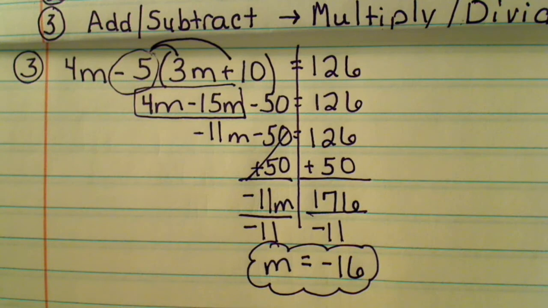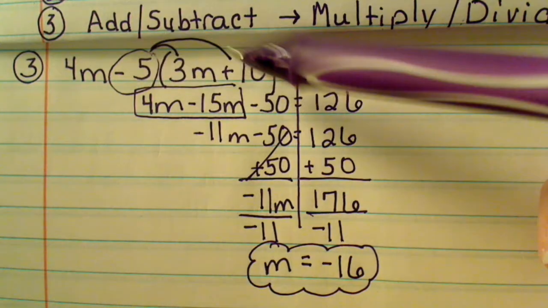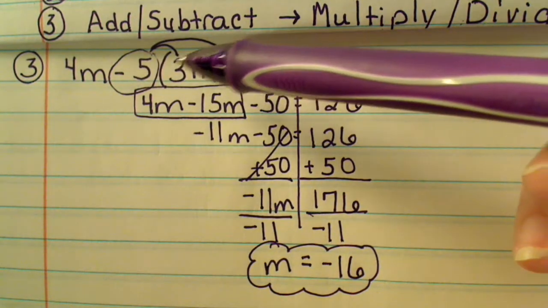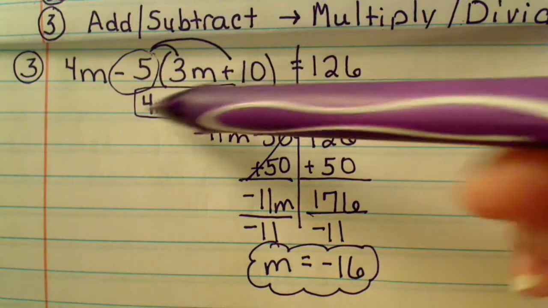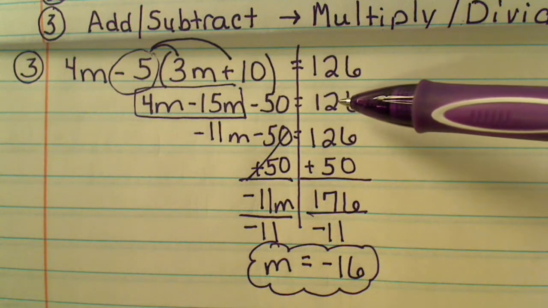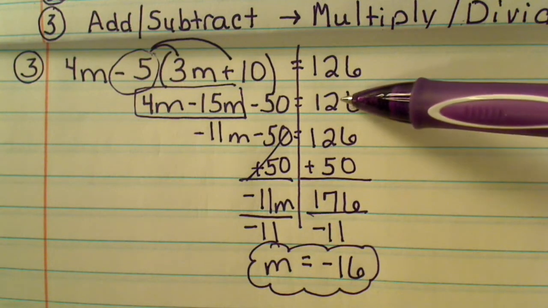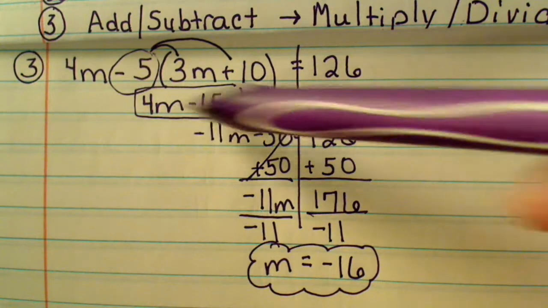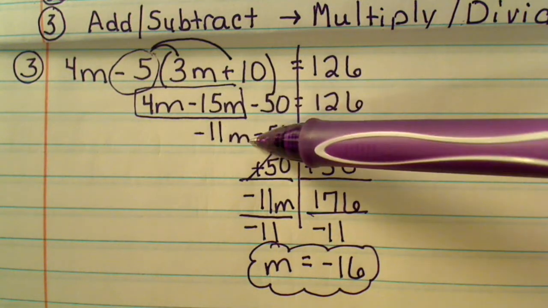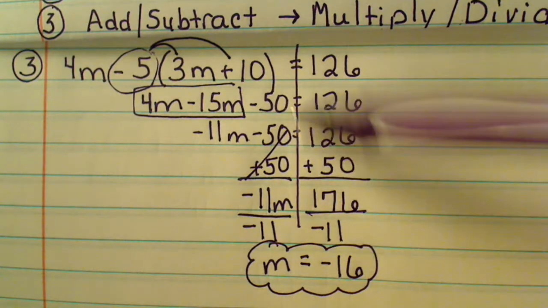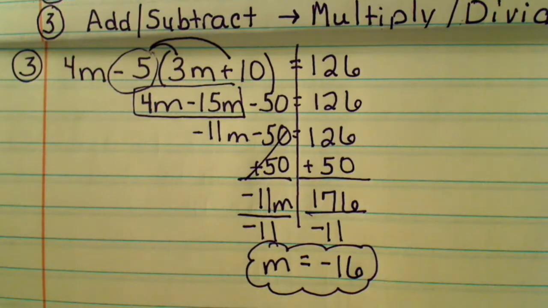Once again, you're just following the steps. Distributive property, which means you multiply what's in front of the parentheses times everything on the inside. Write it down in the next step very neatly. Combine any like terms. They both have an m, so I can do 4m minus 15m. And then you start doing inverse of adding and subtraction and multiplication and division.